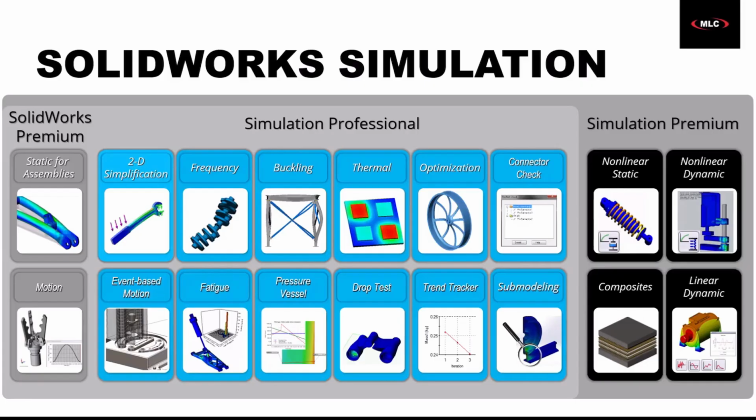Submodeling allows us to run an analysis of a very large assembly, and we can run a pretty coarse mesh so it doesn't take too long. And then if we find any areas of concern, we can actually just cut that section out, run it as its own analysis.